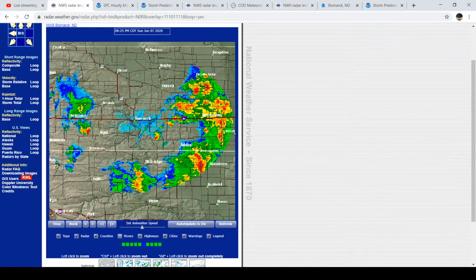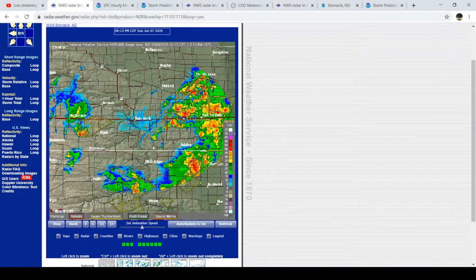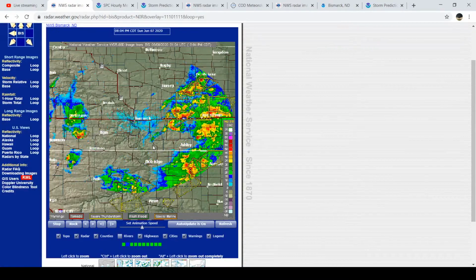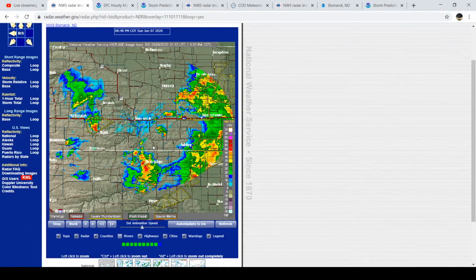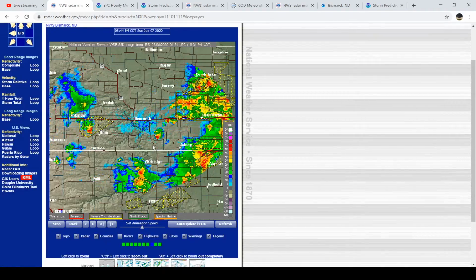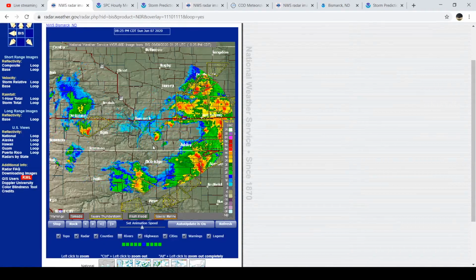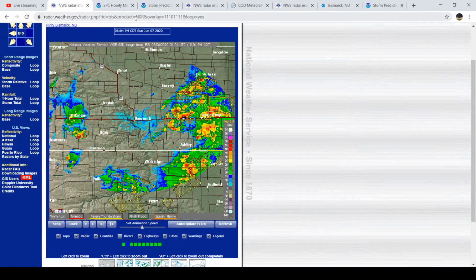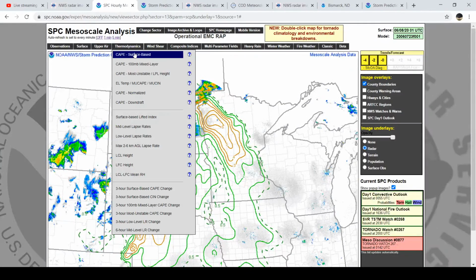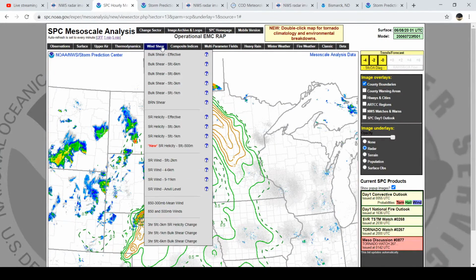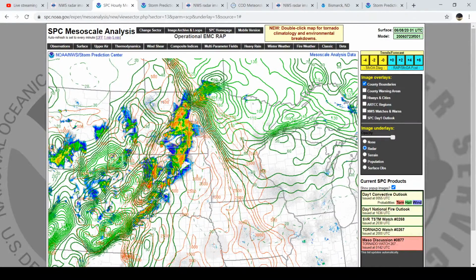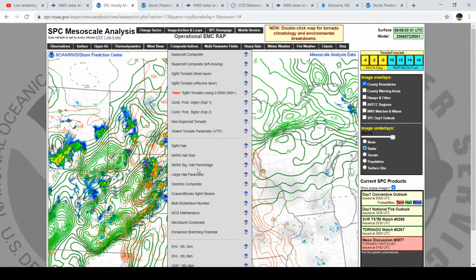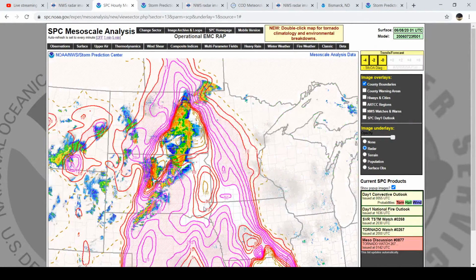As you can see, we'll look at my current storm. It just completely died. Oh well, it happens. It exploded and it just weakened. That's interesting.